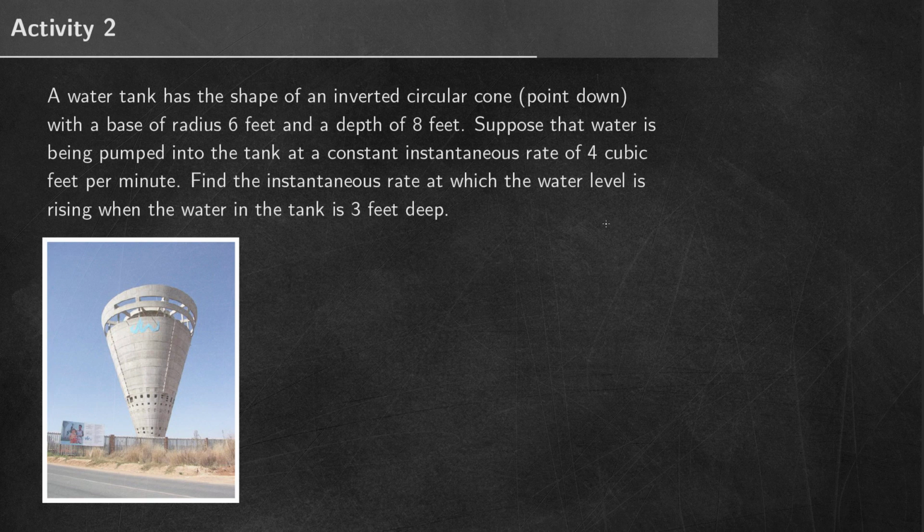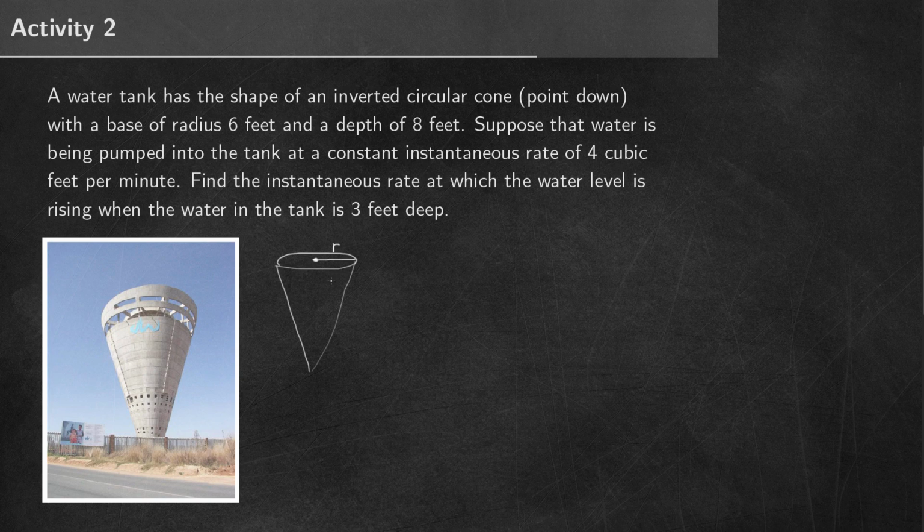So let's go through our process step by step. The first thing we're going to do is draw a picture. Now I have a photograph here, but it might be a little bit easier if I just strip this down to a cone. So here's my cone, and what do I want to label on my cone? Well, I have a radius for my cone here. This is the radius for my tank.